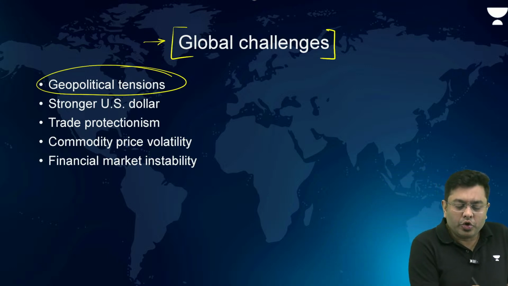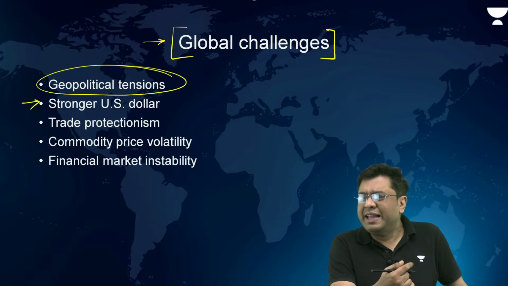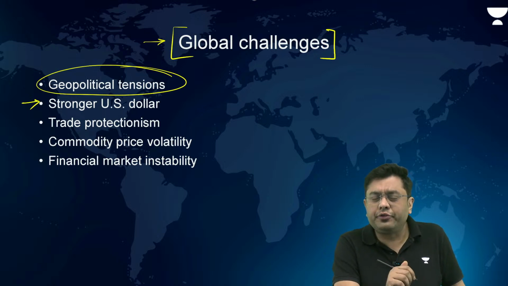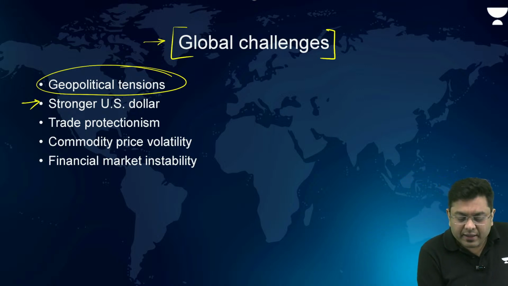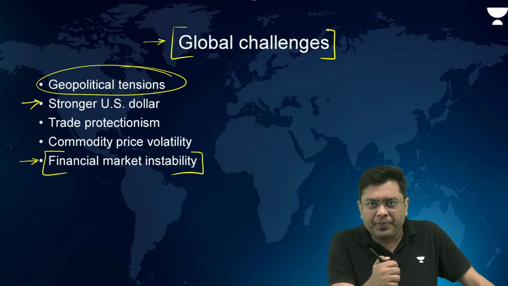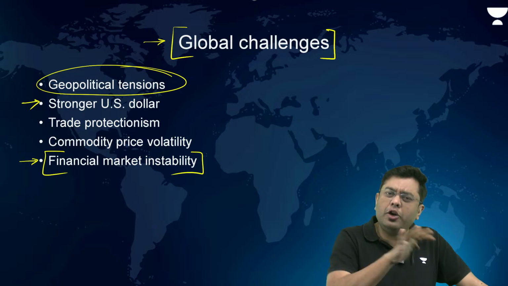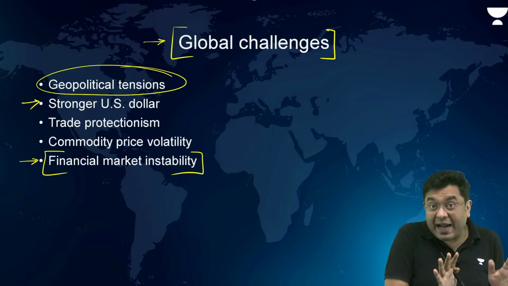Then the US dollar is getting stronger by the day, and that has been happening ever since the Trump administration has come into play. So when the US dollar starts strengthening, that means the financial markets in the developing countries tend to become unstable. So there is a kind of a fall which is expected in the financial markets in all the developing markets across the world. So we have to tackle that as well.